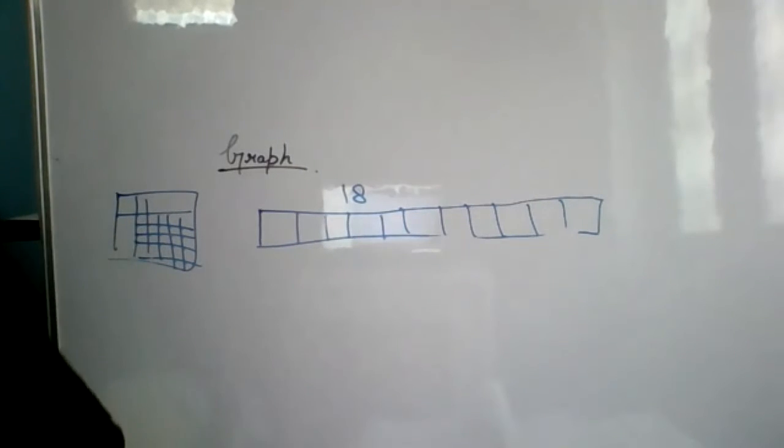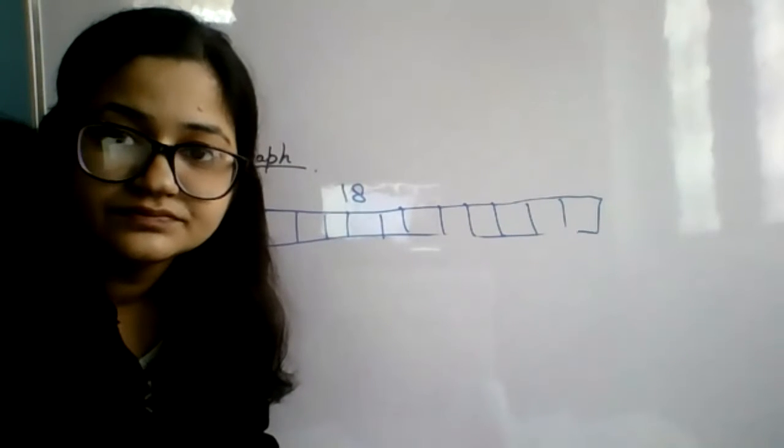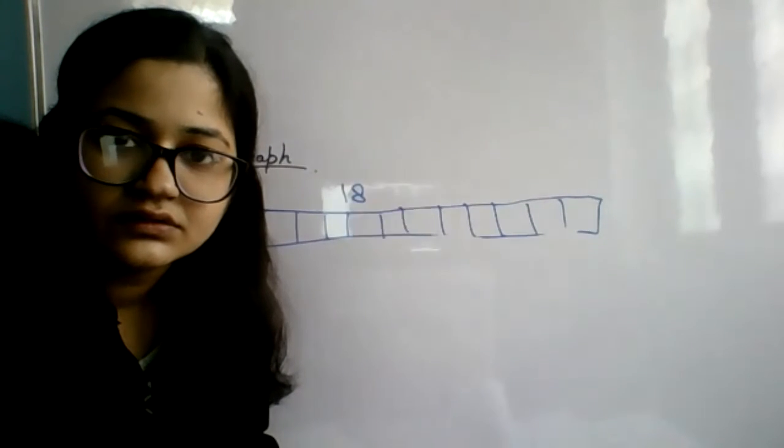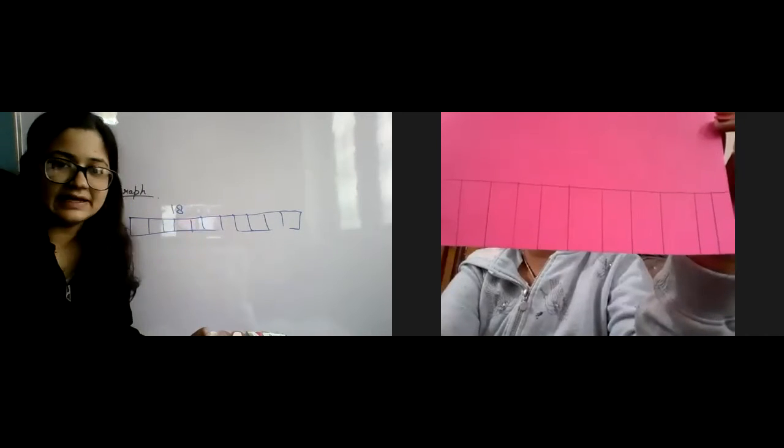Ma'am, these are 18. Okay, let me see. Just wait a second, Pratyusha. Ma'am, please see mine. Bring it a little closer, Pratyusha. Yes, they are correct, beta, but make them square boxes, okay? Just make one line in the end.